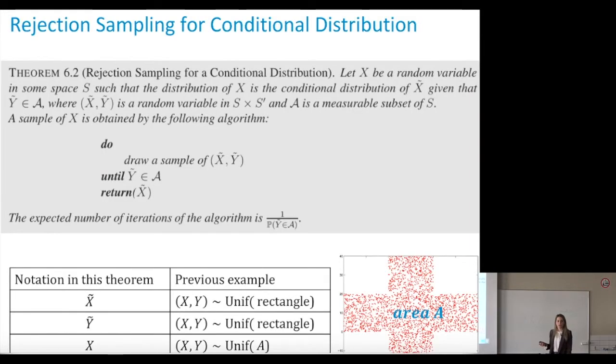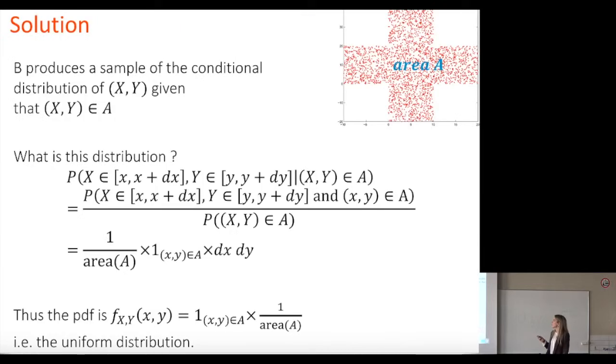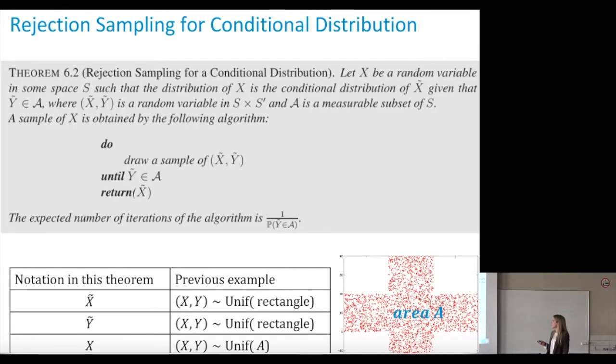Okay, now, if you don't have any questions, we will see the theorem for rejection sampling for the conditional distribution. So assume that we have x that is a random variable, and the distribution of x is equal to the conditional distribution of x tilde, given that y tilde belongs in A. Then we obtain a sample of x as follows. We first draw a sample of x tilde and y tilde until y tilde belongs in A. Then we return x tilde. So if y tilde does not belong in A, we repeat. We draw another sample of x tilde and y tilde.